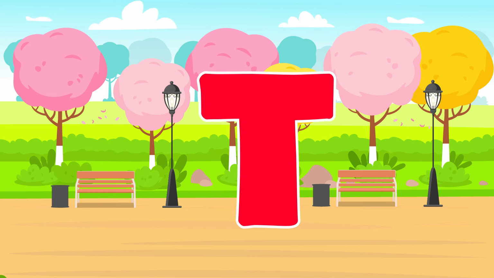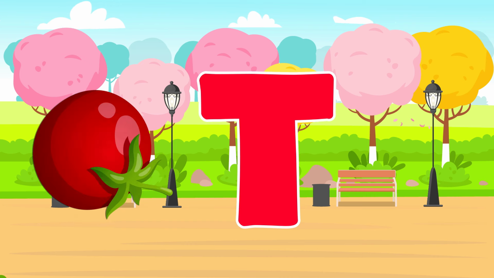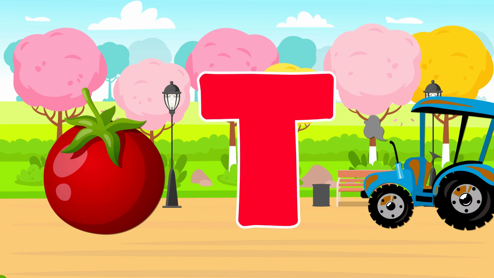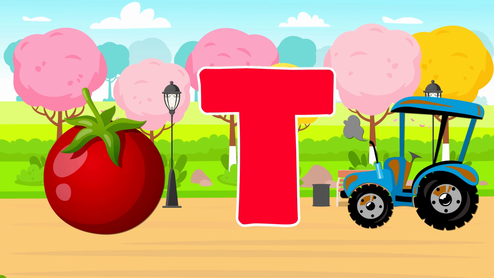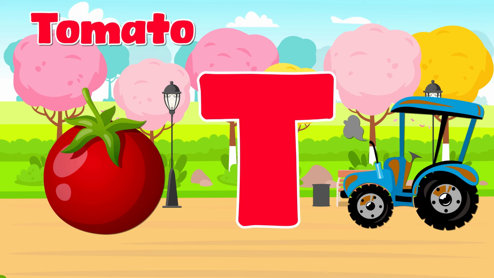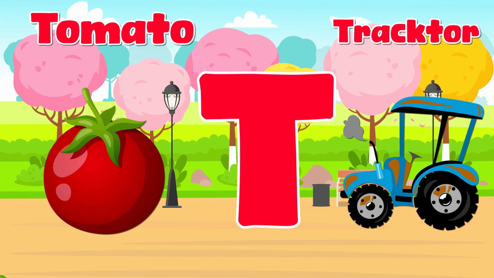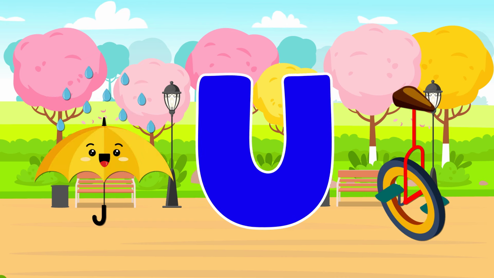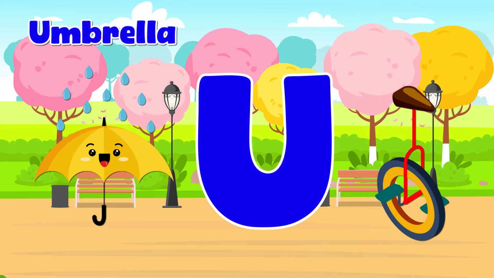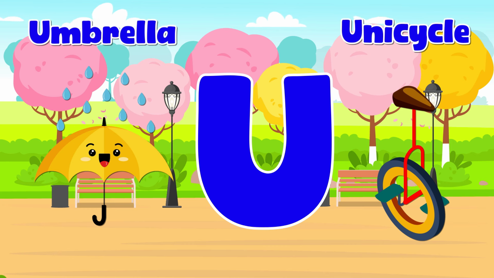T is for tomato. T, t, tomato. T is for tractor. T, t, tractor. T is for t, t, t, t, tomato. T is for t, t, t, t, tractor. U is for umbrella. Umbrella. U is for unicycle. U, u, unicycle. U is for umbrella. U is for u, u, u, u, unicycle.